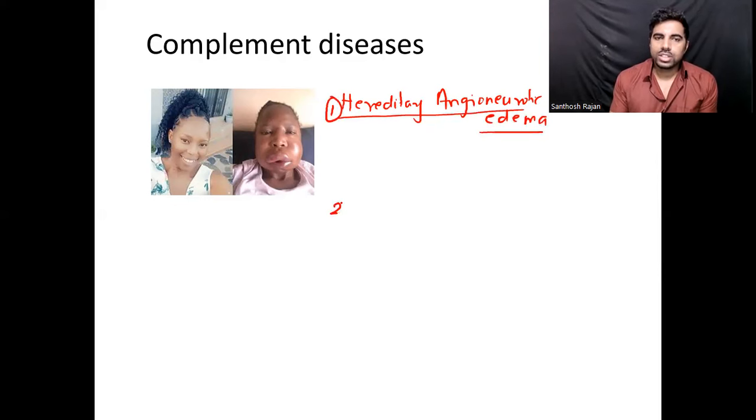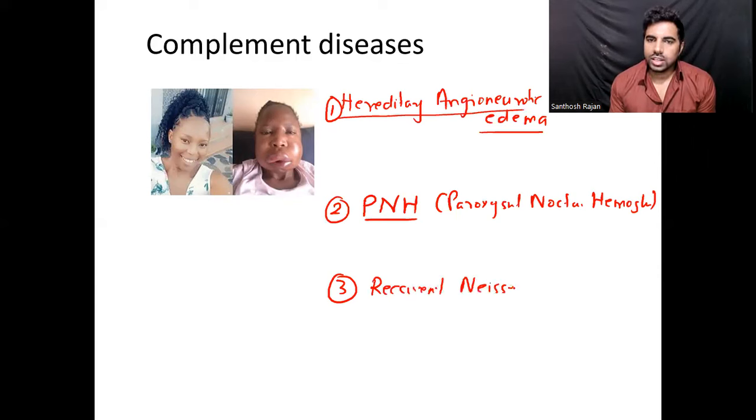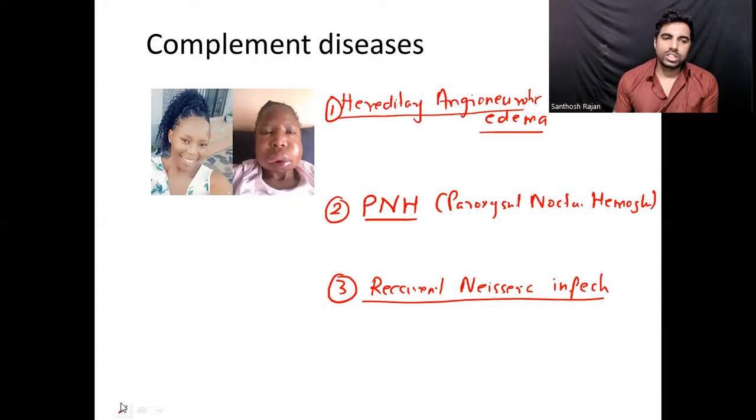And another important disease is paroxysmal nocturnal hemoglobinuria. And the third one is recurrent nasal infection. So now, what are the deficiencies? Which disease are you getting?